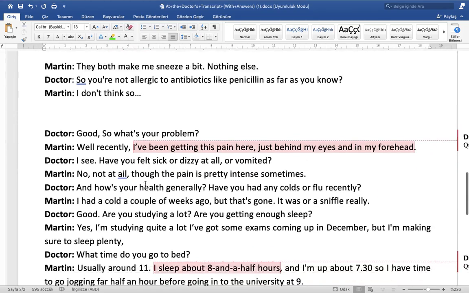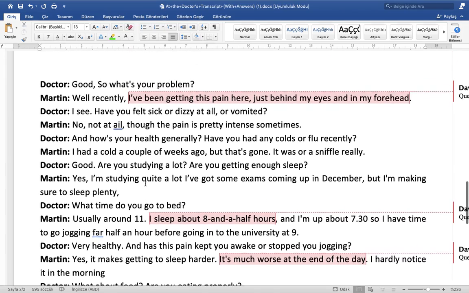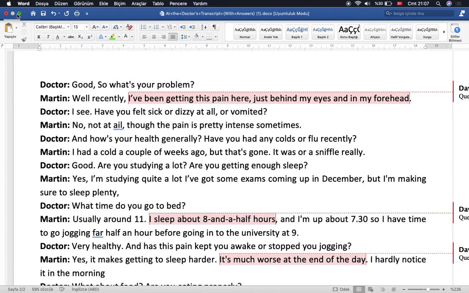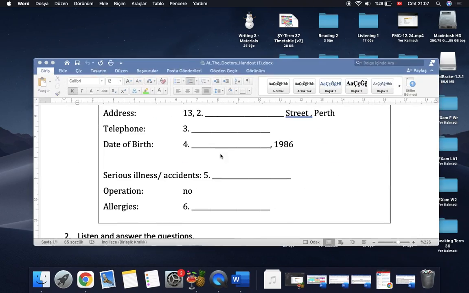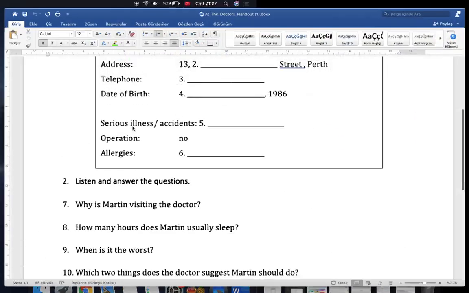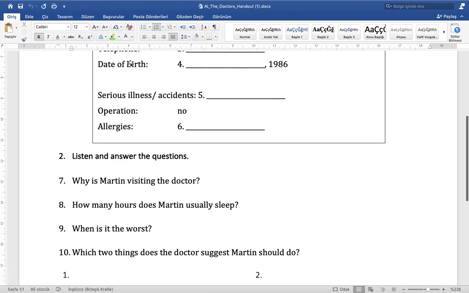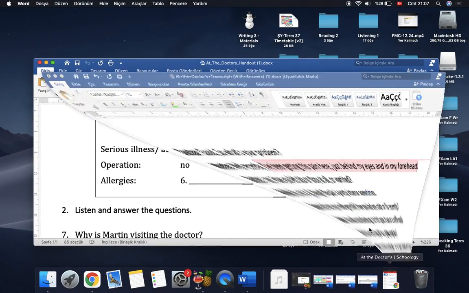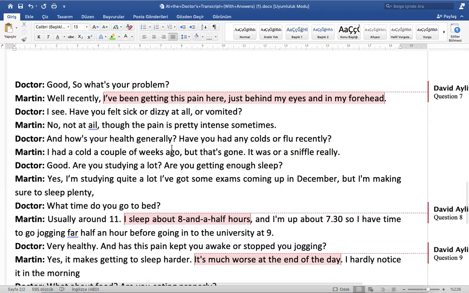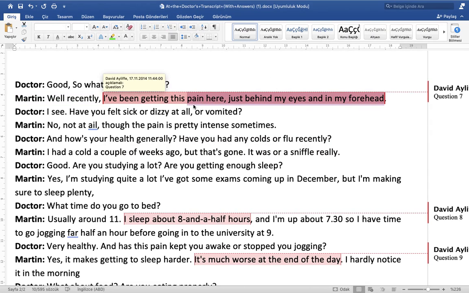And then here we have the answers for questions from 7 to 10. Let's go over them. Let's look at the question for number 7. Why is Martin visiting the doctor? What is his problem? So he has a pain behind his eyes and his forehead. That's the reason why he is visiting the doctor.